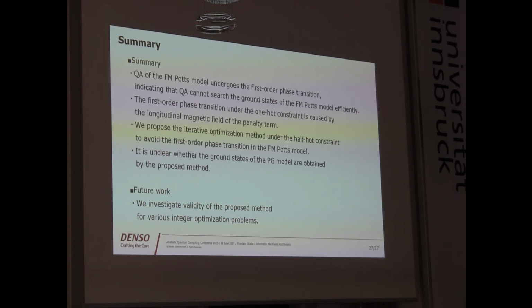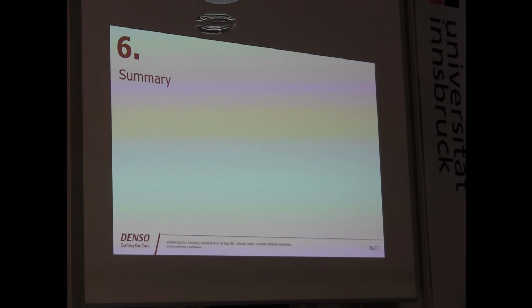So the ground state search of the Potts-Glass model cannot be solved by the proposed method. So essentially difficult problems cannot be solved by any methods, I think. But it is very important to extend the class of problems which can be solved by quantum annealing, and at least the proposed method can solve the ferromagnetic Potts model. This is an important thing. Okay, thank you.